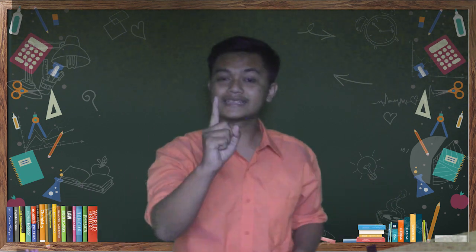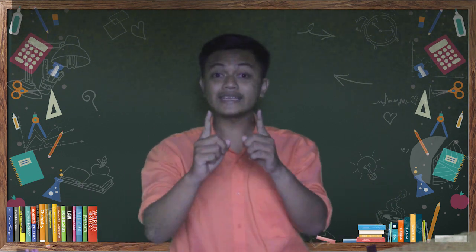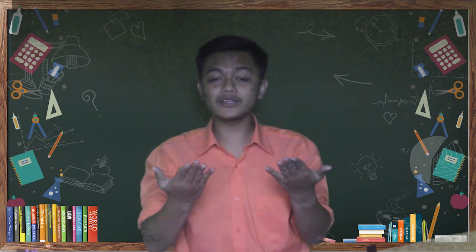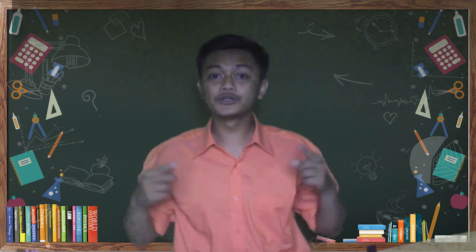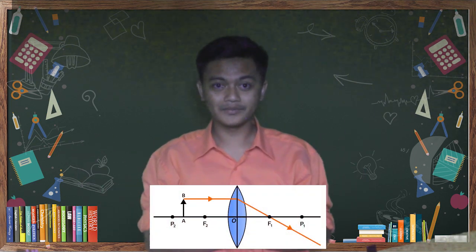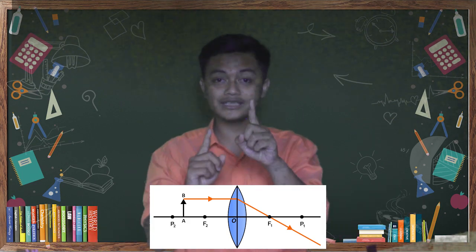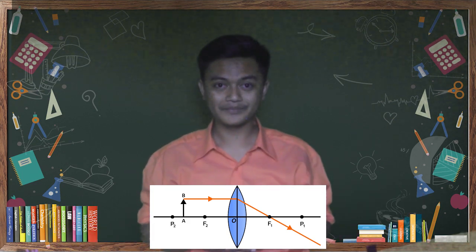And then the second step: put one of the special rays in the convex lens diagram. For example, in these pictures, I use special ray 1.